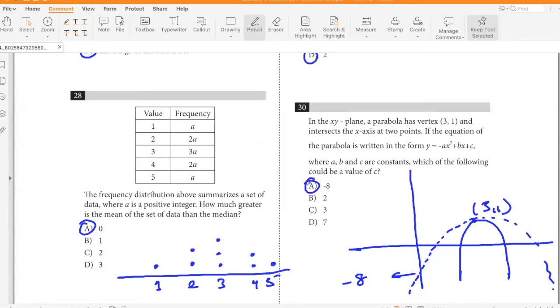2 is here, 3 is here, and 7 is here. So that's not possible because it's opening downward, right? So the right answer is A.